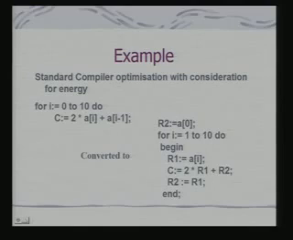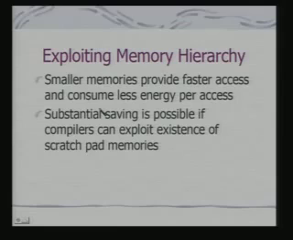Now these kinds of instruction choices can save energy to a certain extent, but it has been found that the major saving on energy can really be achieved if we reconsider the memory architecture, because you have seen from all these models that memory access is a critical component. In fact, smaller memories provide faster access and consume less energy per access.